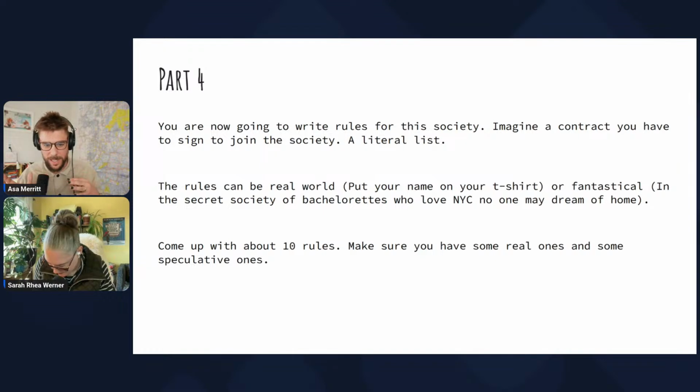The rules can be rules that you might find in a non-speculative universe. So, for example, in the secret society of bachelorettes who wear I Love New York t-shirts, a rule could be you got to put your name on your shirt so you don't get confused. That's a regular real world rule. Or you can have fantastical rules. In the secret society of bachelorettes who love NYC, no one may dream of home. Those are the two kinds.